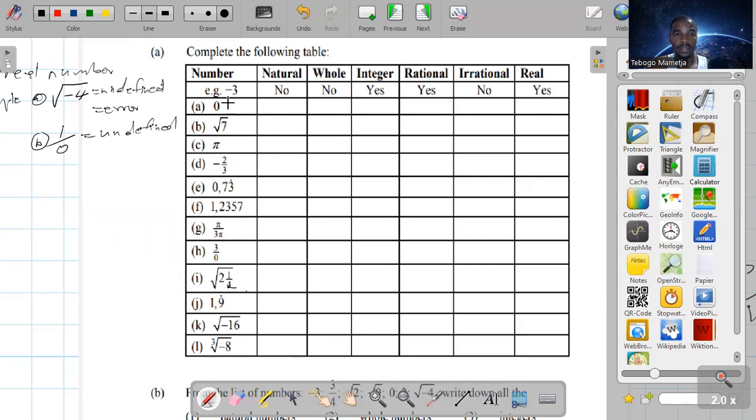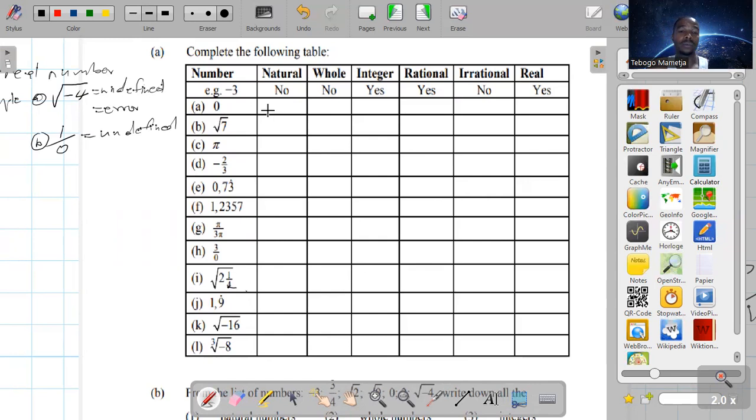Okay, the first one, guys, the first number that we are going to tell whether it's natural or not natural, it's 0. If you look at the first row there, they gave an example of the number 3. For the number 3, they answered from natural to real. They answered for you as an example, so that you can answer the rest.